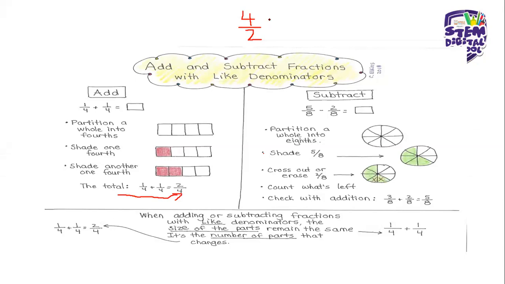and I'm adding it to another proper fraction of a half, what is my answer? I have an improper fraction of 4 over 2, and I'm adding it to a half. Who can help us with an answer? What is our answer?